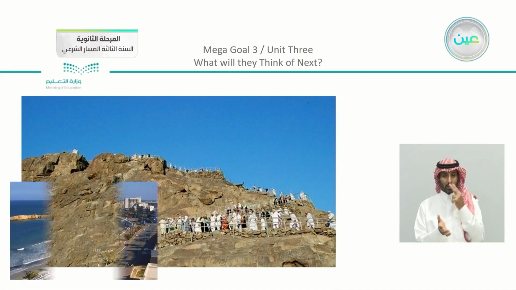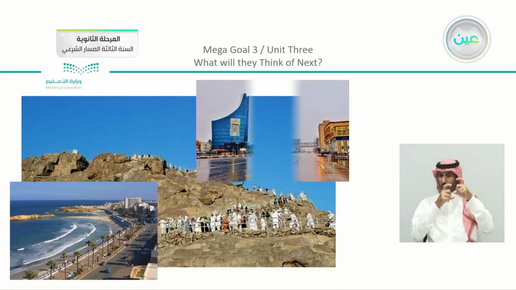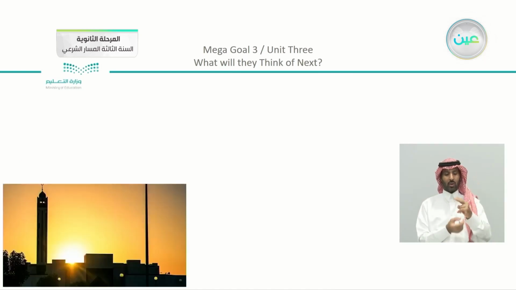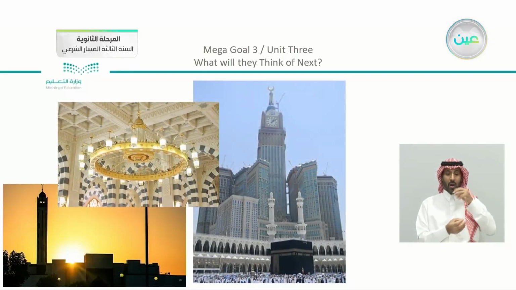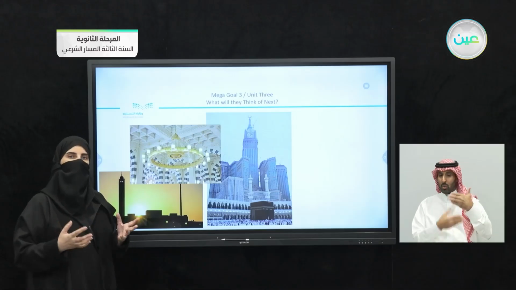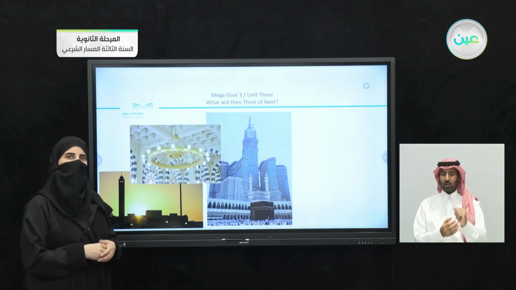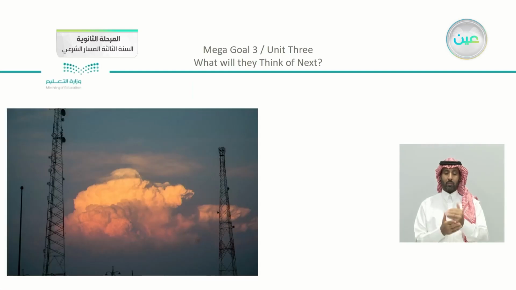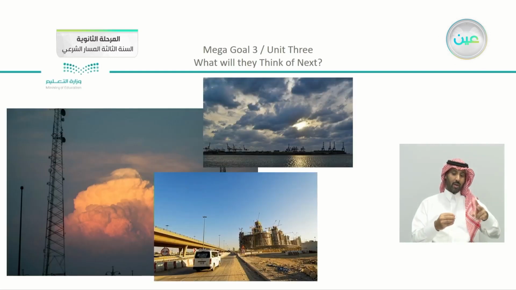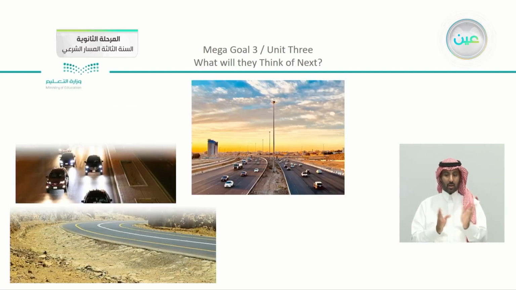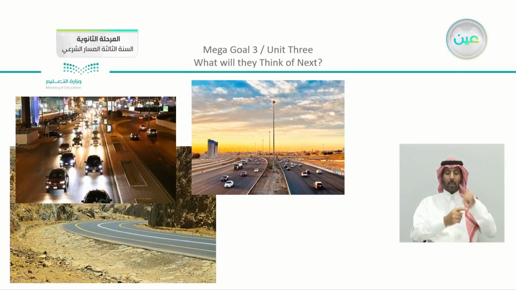Also, we can see that these are old photos of different cities in Saudi Arabia, and all these cities have changed for the better. You can see also, even in the mosques, the Holy Mosque in Mecca and the Holy Mosque in Medina, the progress and achievements, the new projects, and lots of changes that have happened throughout the years. We can also add that there are different changes concerning industry, and different changes concerning transportation as well.